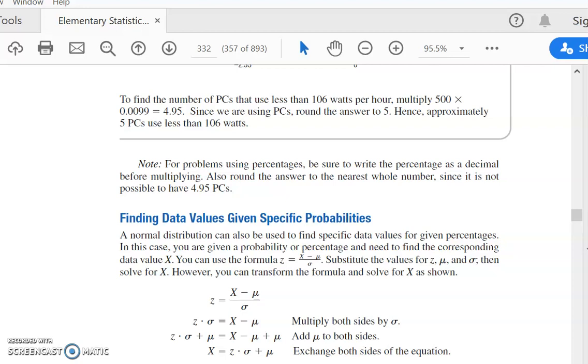Okay, folks, welcome back. This is still chapter 6, normal distribution. We are in section 6-2, and I am now starting video recording number 3.